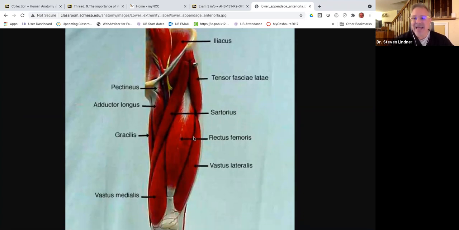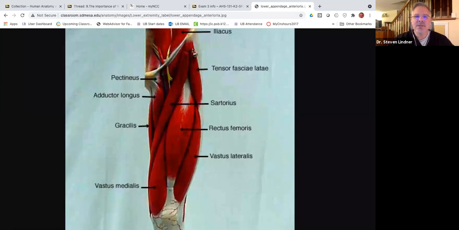Remember, when you're asked what is the action of a muscle, you put the joint first and then the action. So it's hip flexion, hip abduction, hip external rotation, not external rotation of the hip, flexion of the hip, abduction of the hip. That's not the appropriate way to do it.